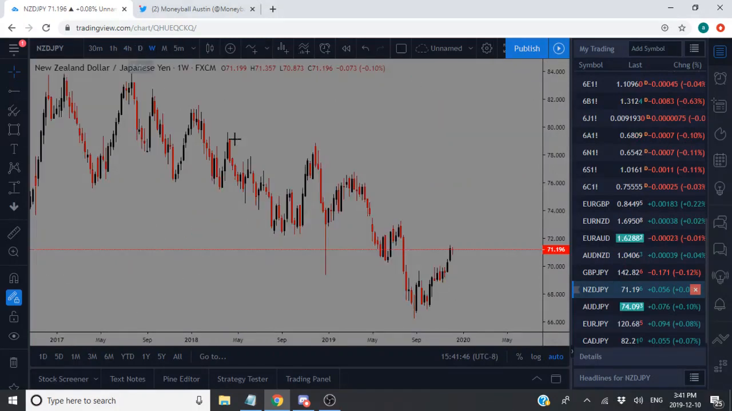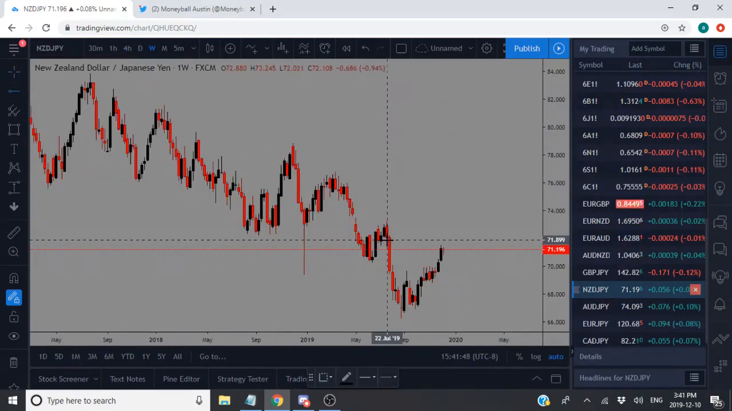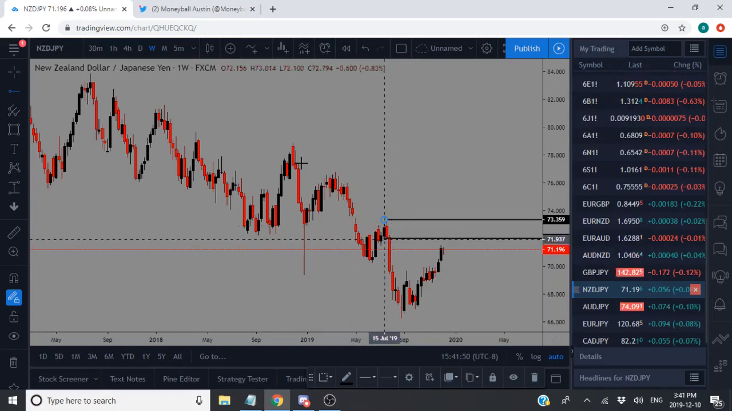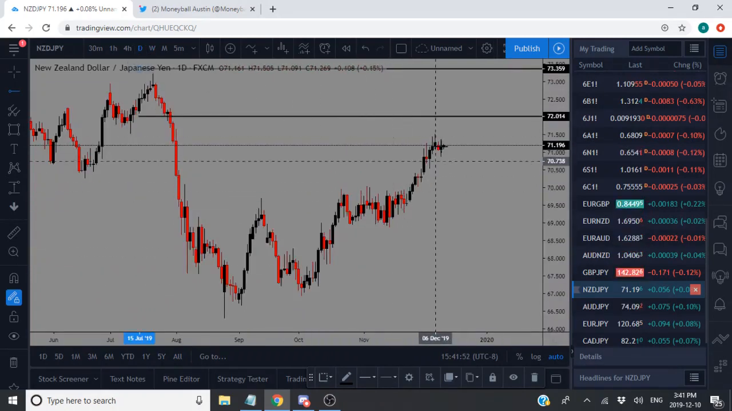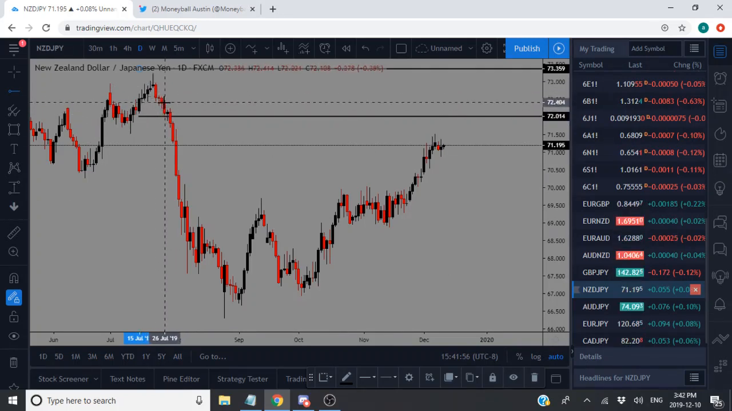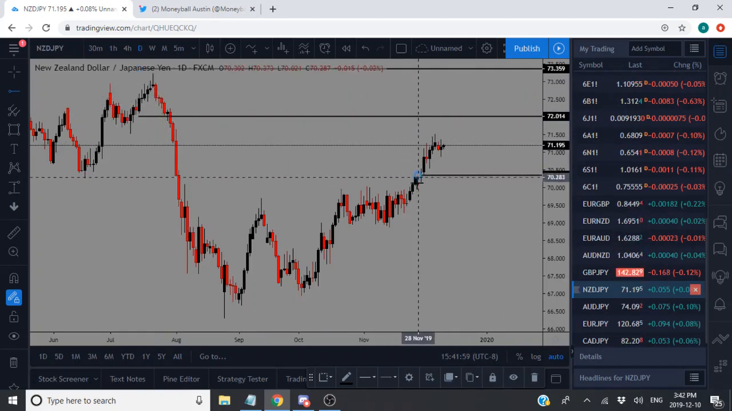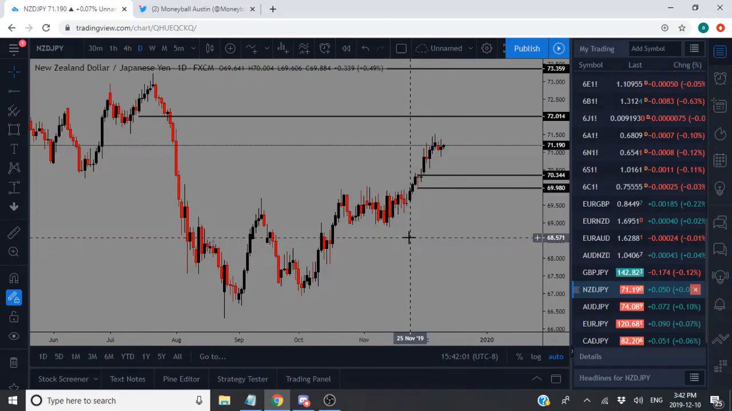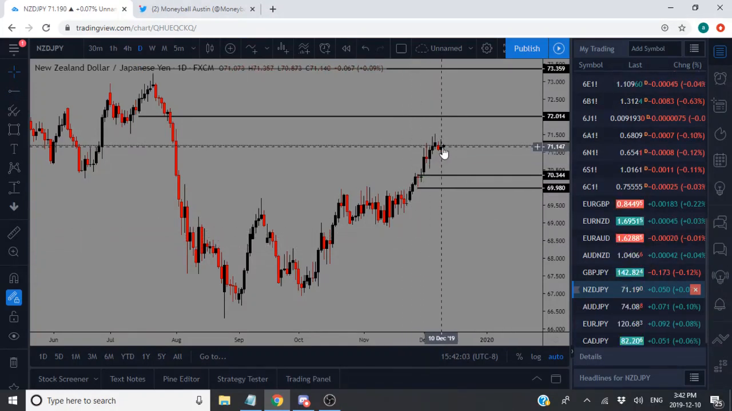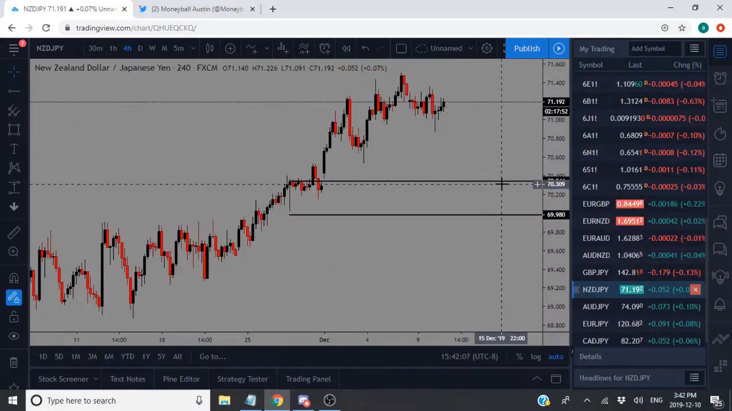Let's check out the weekly time frame now. New Zealand yen, got that weekly supply up there. Daily, I don't see anything. I really want to be a seller up in here. We have daily supply, weekly supply up in there. Looks like we got some daily demand right there. But that's it. If we go to the 4-hour, we're probably just going to see prices going sideways. And that's exactly what we do.